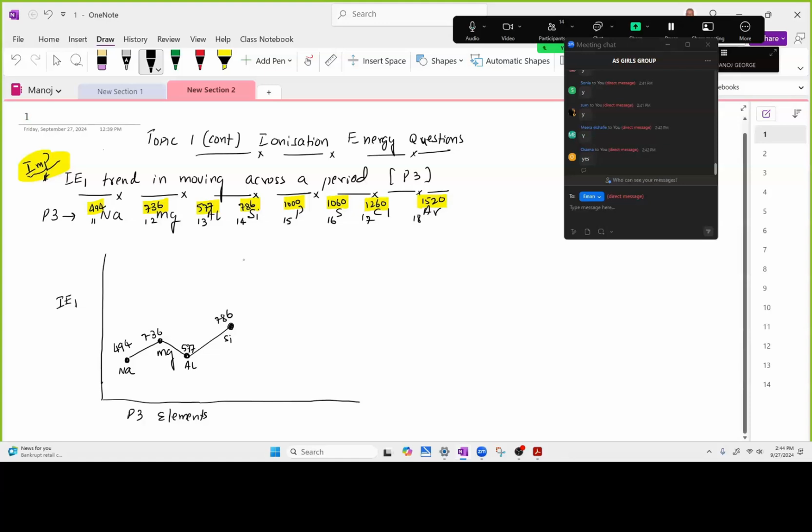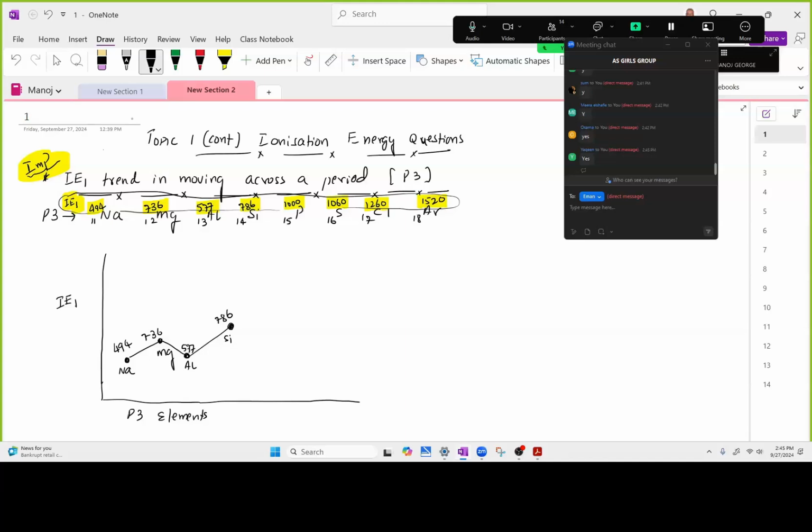Hi Yakin, can you hear my voice? Just say yes in the Zoom chat. Just keep all your mics off. Okay, great. Yakin, this is the first slide. I have not started the main explanation. So we are just trying to understand the ionization energy trend when we go from left to right in a period. I'm discussing period number 3 from sodium to argon. These are all the ionization energy values.